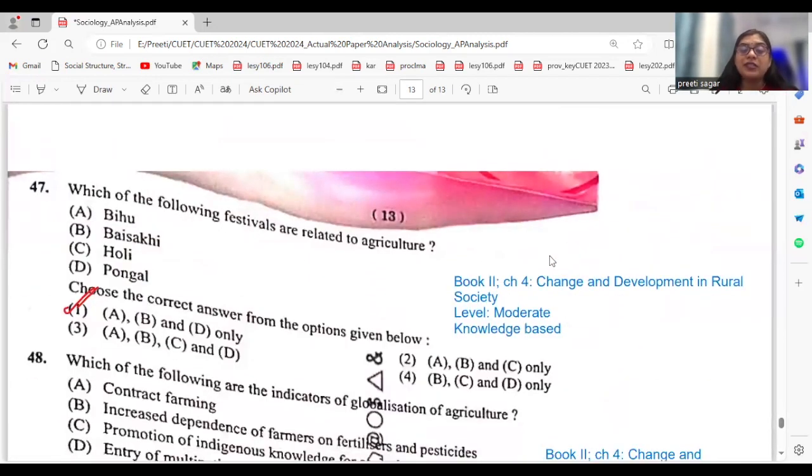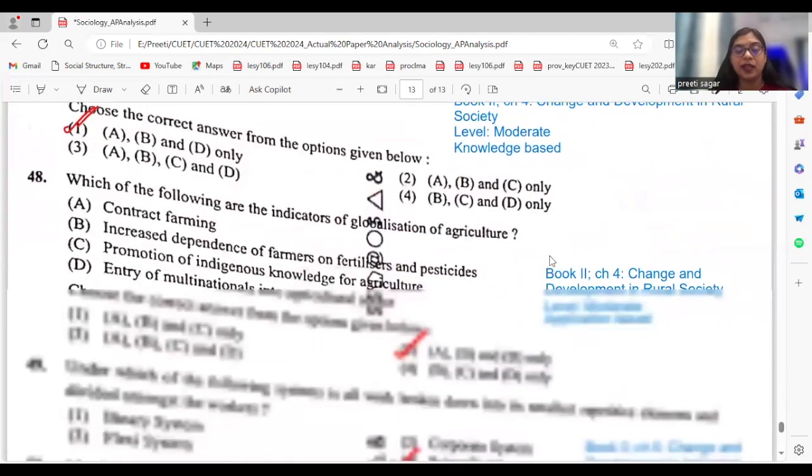Which of the following festivals are related to agriculture? Bihu, Baisakhi, Holi, Pongal. So it is Bihu, Baisakhi, and Pongal. A, B, D is the right answer. Option 1 is the correct answer.